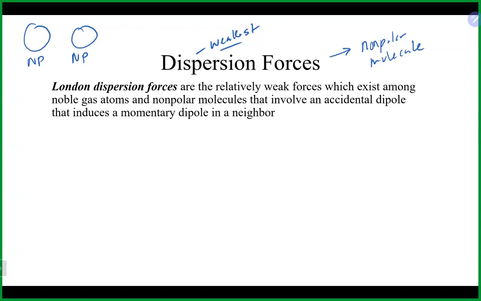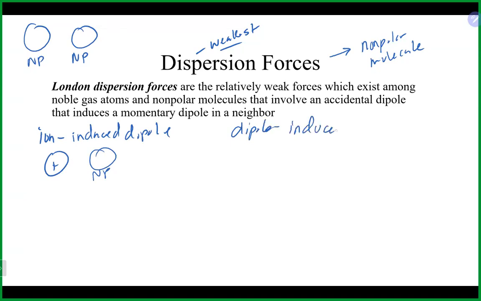So one way that it could happen is what is known as an induced dipole. So you could have an ion-induced dipole, which means you have an ion near a nonpolar molecule. You could also have a dipole-induced dipole, which means you have a polar molecule near a nonpolar molecule, which is essentially neutral. So the presence of these molecules or ions near a nonpolar molecule can have an effect on that nonpolar molecule.